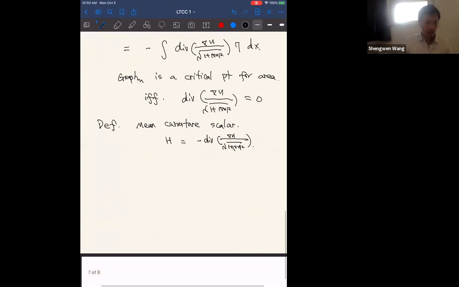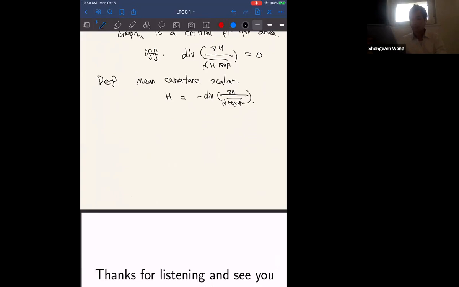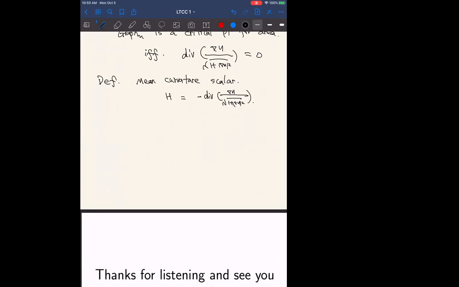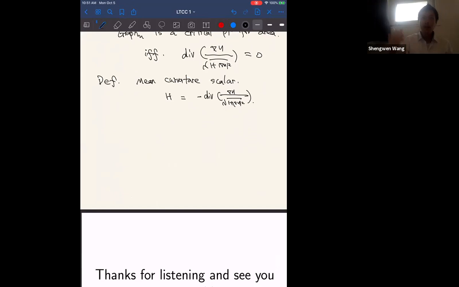Any questions up to now? Sorry, why do you have the minus in front, like when you define the mean curvature scalar? Because when you say zero, like the minus. Right, so you want the mean curvature to actually be a direction that the area decreases fastest.